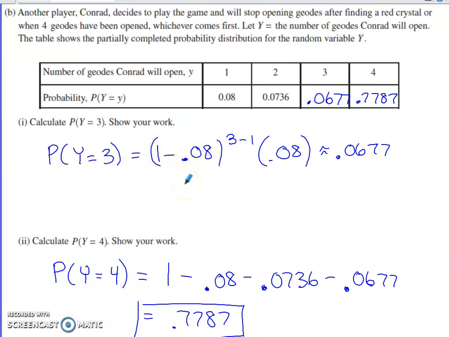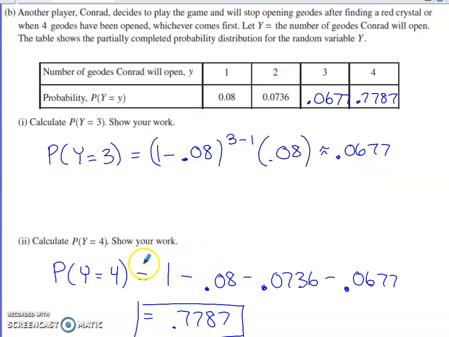92% chance of failure. 0.92 is the probability of not getting a red geode. So I'd have 2 of those times the probability of getting a red on the third. So doing that calculation ends up giving me the value that goes in this position, which is 0.0677.